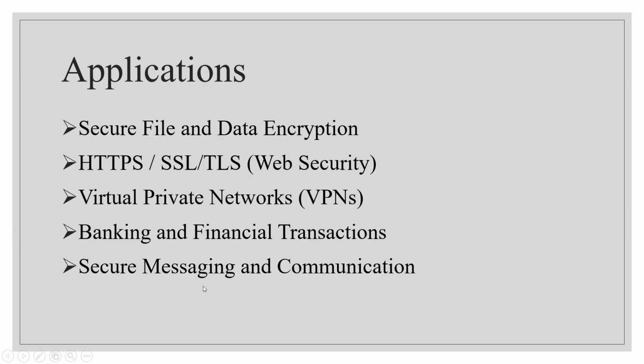And last is secure messaging and communication. Apps like Signal, WhatsApp, and Telegram use symmetric keys for message encryption. Keys are often distributed using asymmetric key exchange protocols like Diffie-Hellman to ensure secure communication.